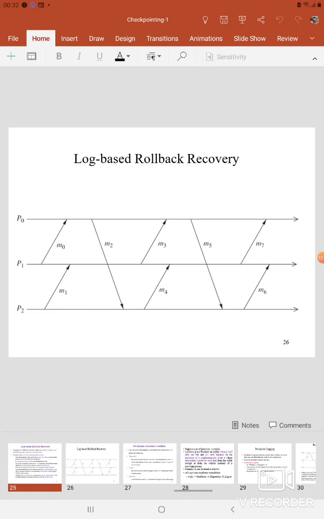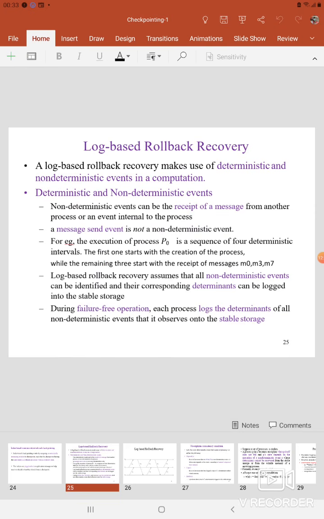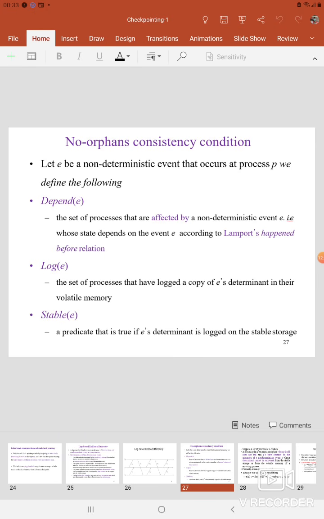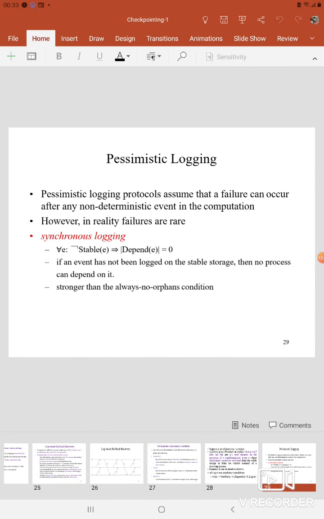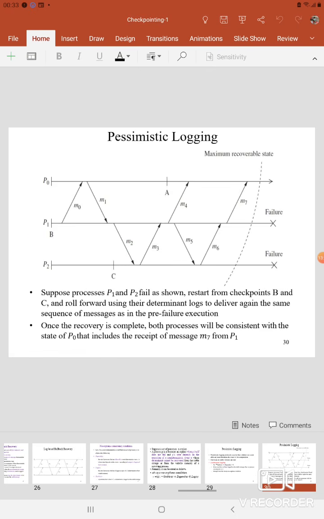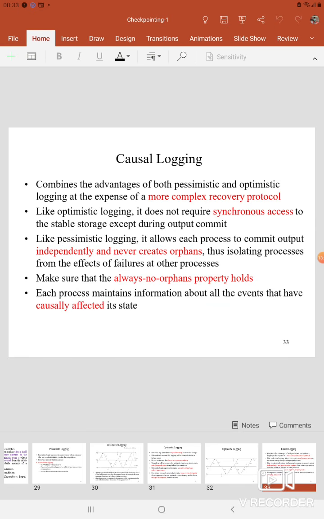So once again, under log based rollback recovery, we have studied what a deterministic event is and what a non-deterministic event is. Then what do you mean by the no orphans consistency condition? What is the formal definition of the always no orphan condition? And what is pessimistic logging? What is optimistic logging? And what is causal logging?